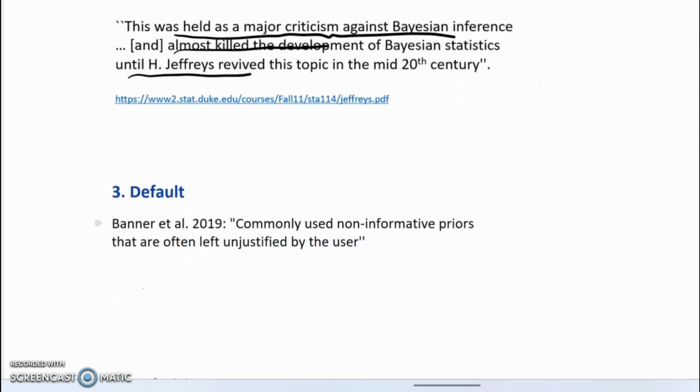Default priors. They're commonly used. They're non-informative, so typically they're going to be flat, allowing the data to speak for themselves, and they're also typically left unjustified by the user.